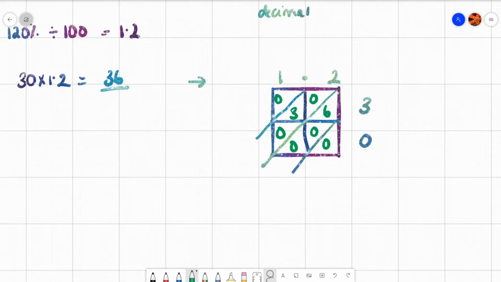Then add the numbers in the diagonals. That diagonal is 0, that diagonal is 6, that diagonal is 3, that's 0. Drop the decimal point down and you can see 36.0, which is just 36. Right, let's have a look at some of the examples by using the multiplier then.